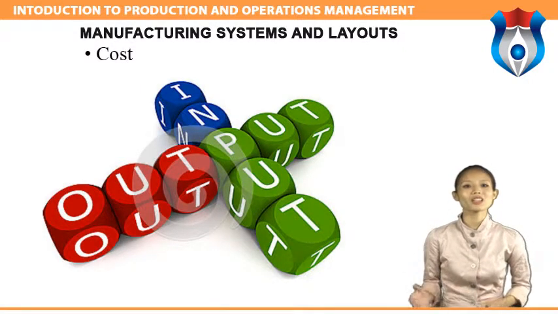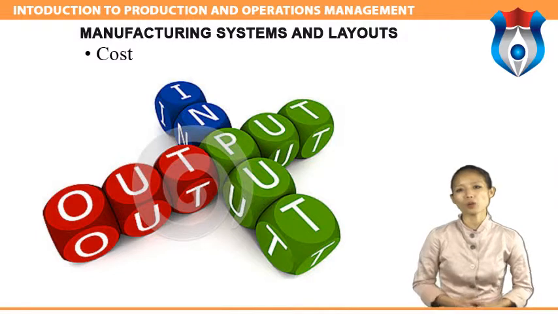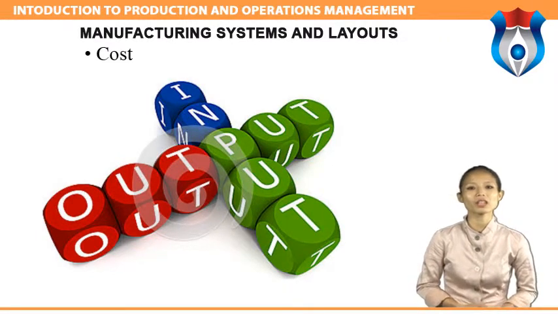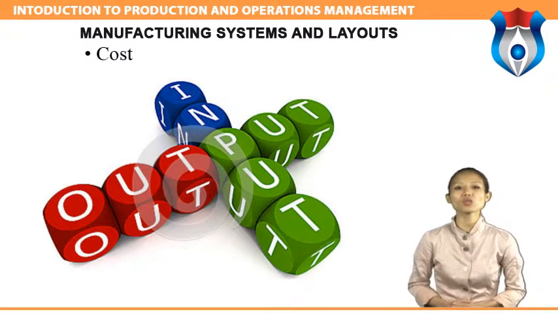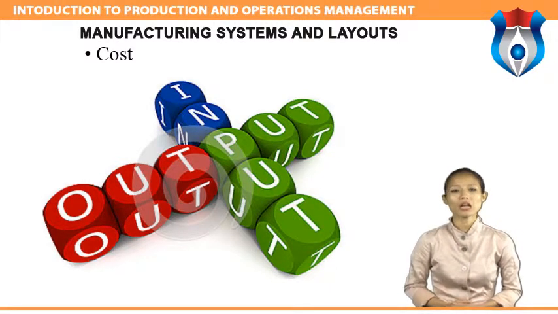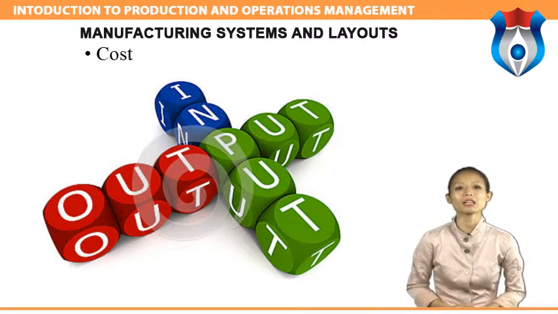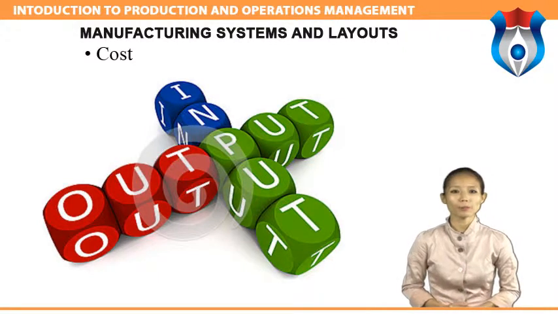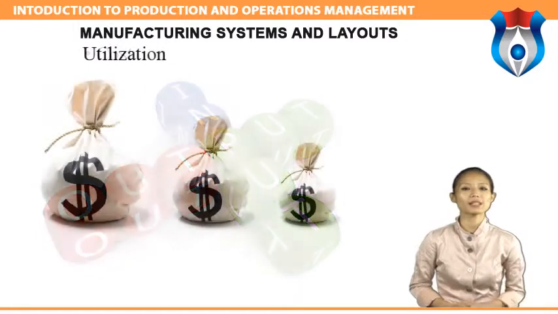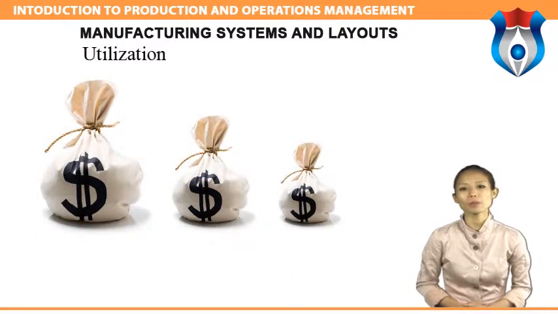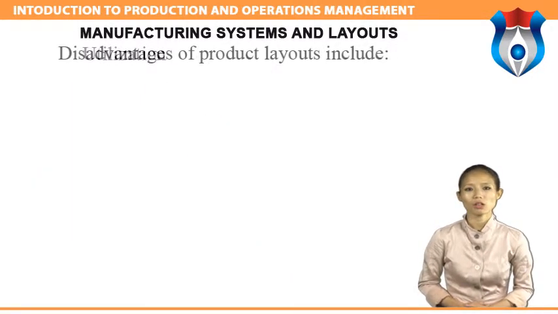Cost. Unit cost is low as a result of the high volume. Labor specialization results in reduced training time and cost. A wider span of supervision also reduces labor costs. Accounting, purchasing, and inventory control are routine. Because routine is fixed, less attention is required. Utilization. There is a high degree of labor and equipment utilization.